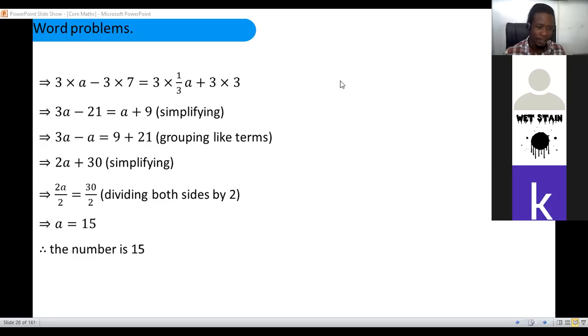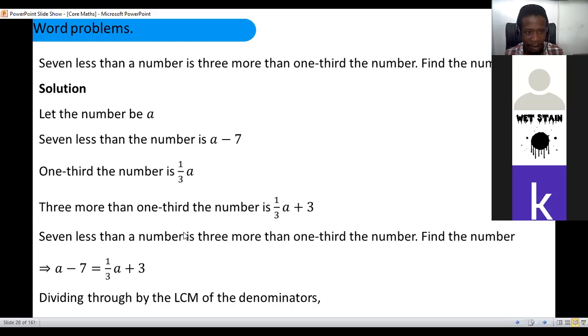Then we have 2a divided by 2 equals 30 divided by 2. When we divide both sides by 2, then a is equal to 15. So the number there is 15. Please, any question? Any problem about this? Okay, let's proceed from there.